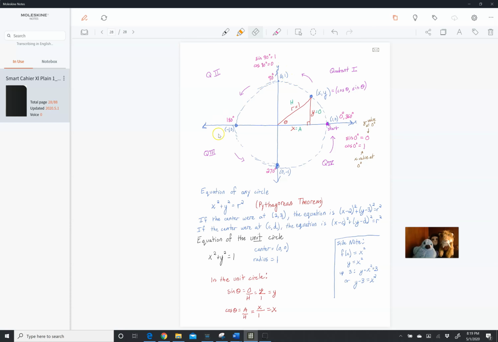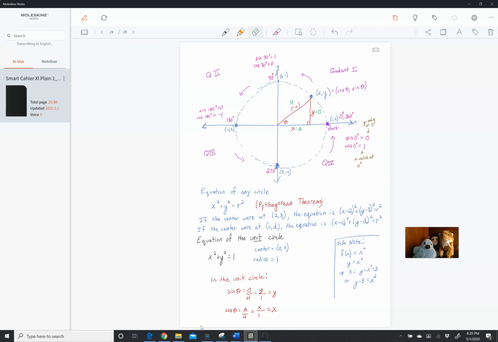Here, we could say the sine of 180 is equal to 0, and the cosine of 180 is equal to, sorry, this is negative 1. Let me rewrite that. So we're looking at the y value, which is the sine, and then the x value is the cosine. Again, we prove that down here. Okay, this is only true for the unit circle.